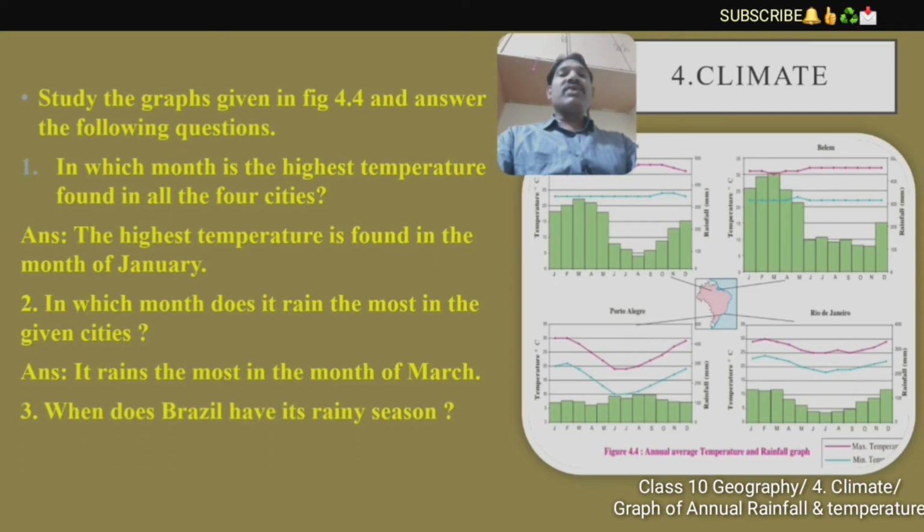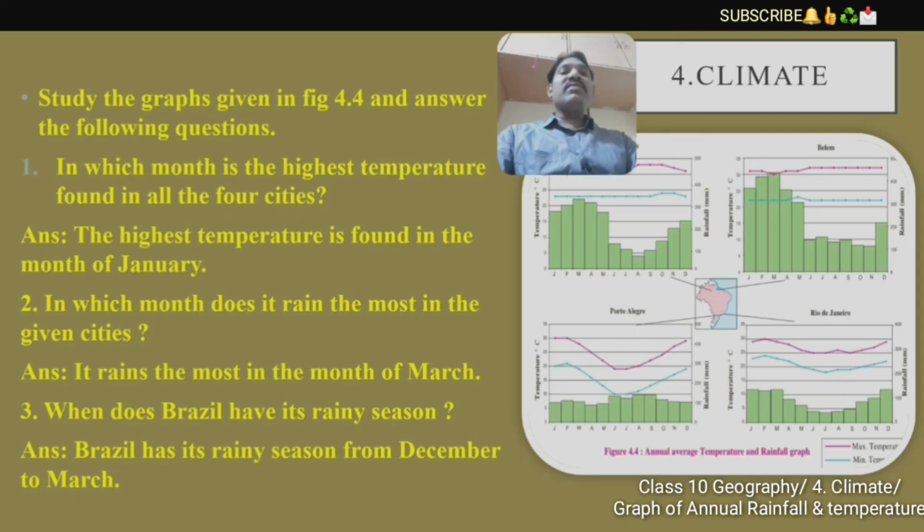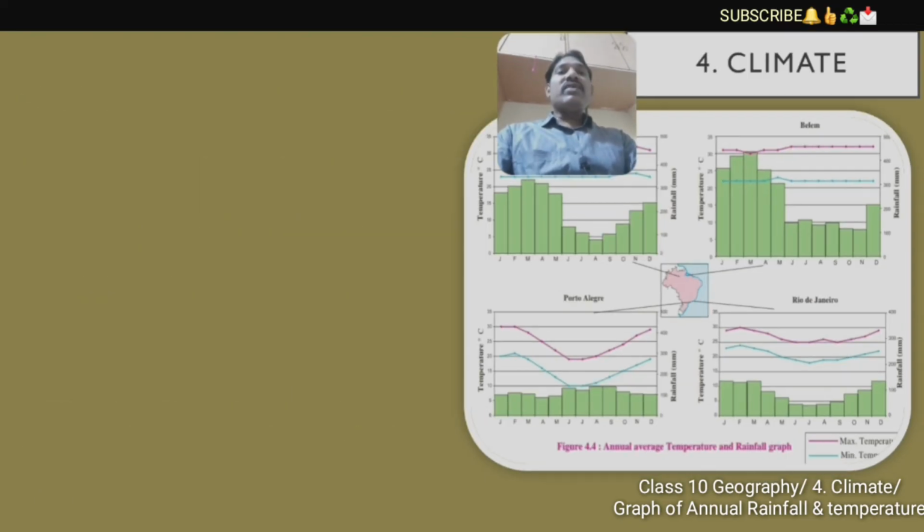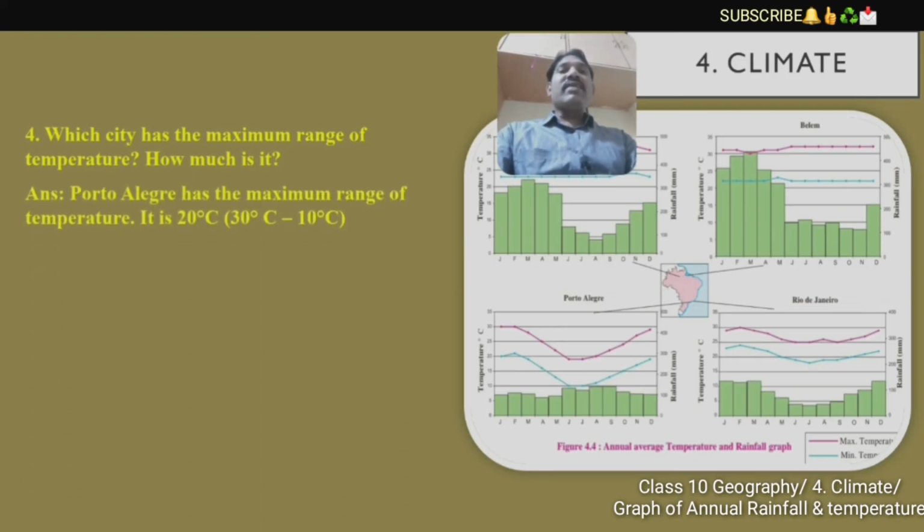The third question, when does Brazil have its rainy season? The answer is, Brazil has its rainy season from December to March. Now, the next question is, which city has the maximum range of temperature? How much is it? Answer is, Porto Alegre has the maximum range of temperature. It is an average 20 degrees centigrade, that is in between 30 degrees centigrade to 10 degrees centigrade, or 10 degrees centigrade to 30 degrees centigrade, we can say.